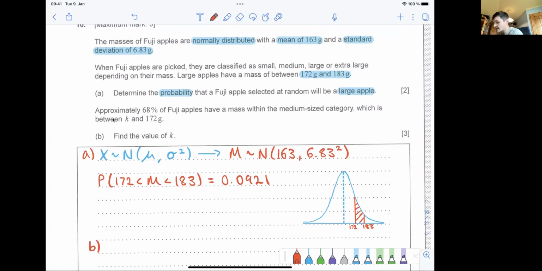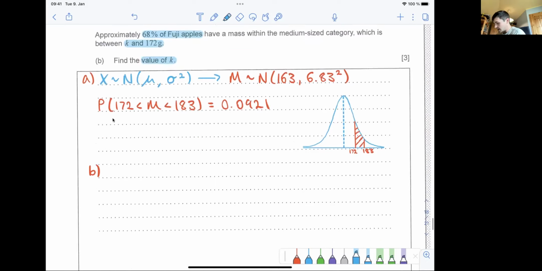Approximately 68% of Fuji apples have a mass within the medium size category, which is between K and 172 grams. And we're asked to find the value of K. So 68% of Fuji apples have a weight between K and 172, and we're asked to find the value of K.